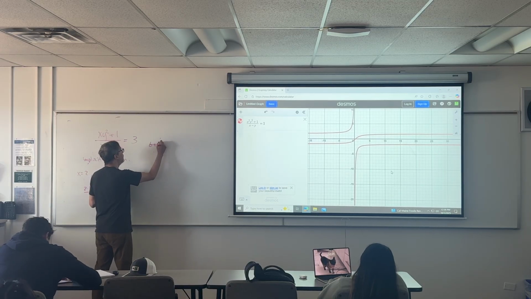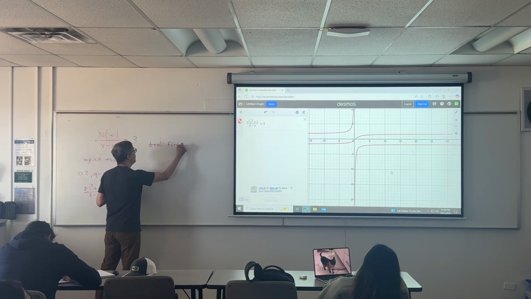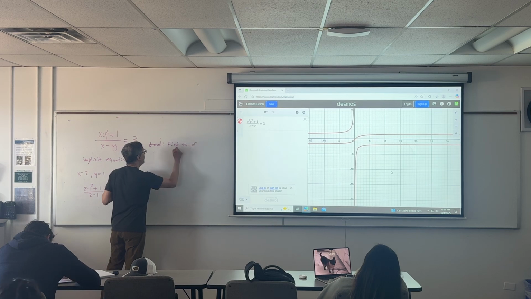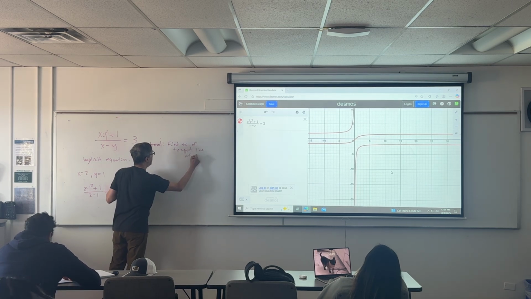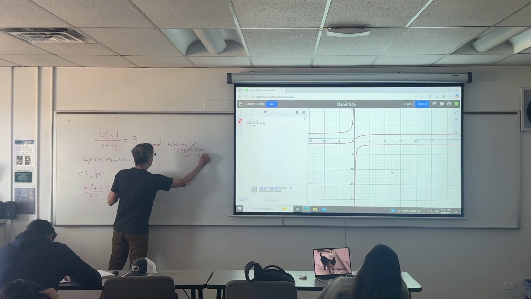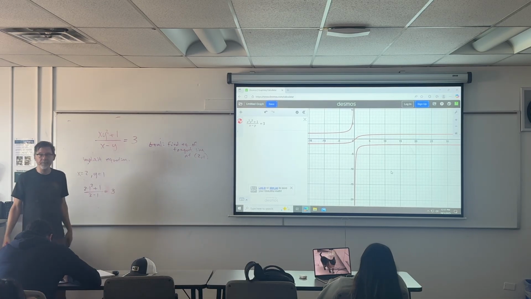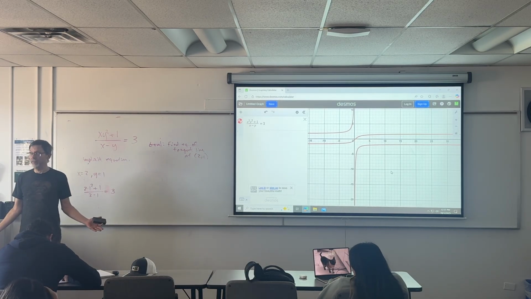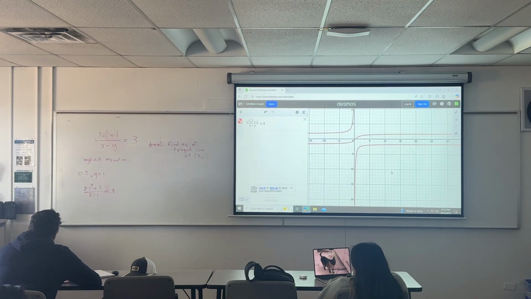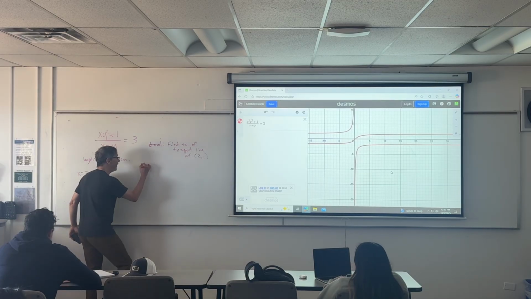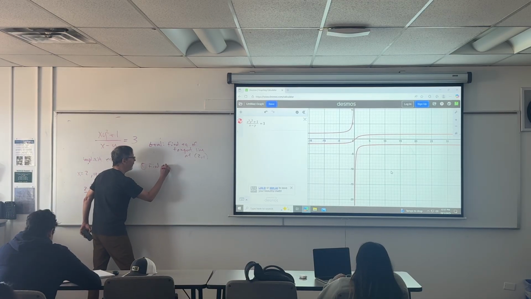Goal: find equation of tangent line at 2, 1. Step 1, find the derivative. Because that's step 1, everything we do is find the derivative. So I need to find y prime. Step 1, find y prime.